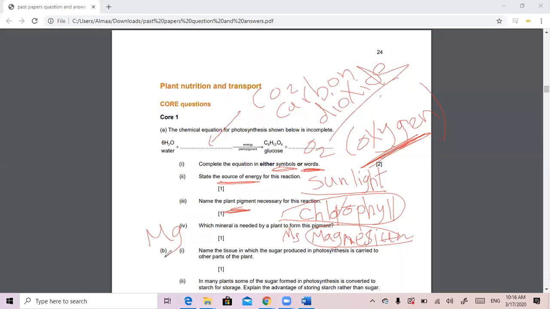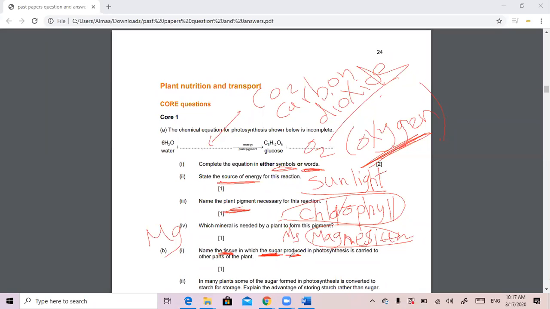Xylem. You want a tissue that the sugar is produced in, Yahya. The question says the sugar produced in photosynthesis is carried to other parts of the plant. So this tissue, the xylem, doesn't carry sugar. Xylem carries water. Remember? We said that in the beginning of the lesson, now when we revise.